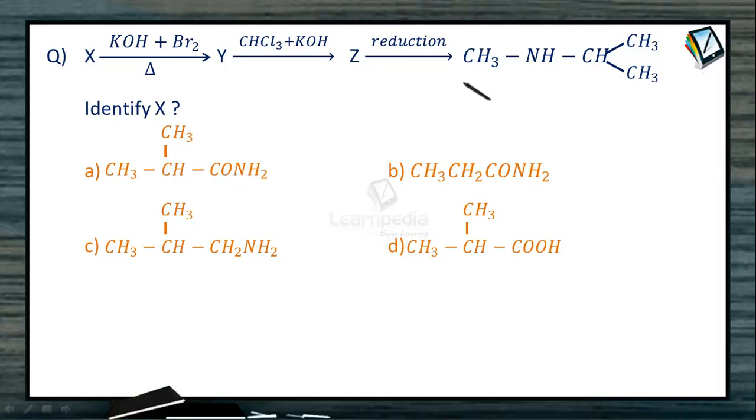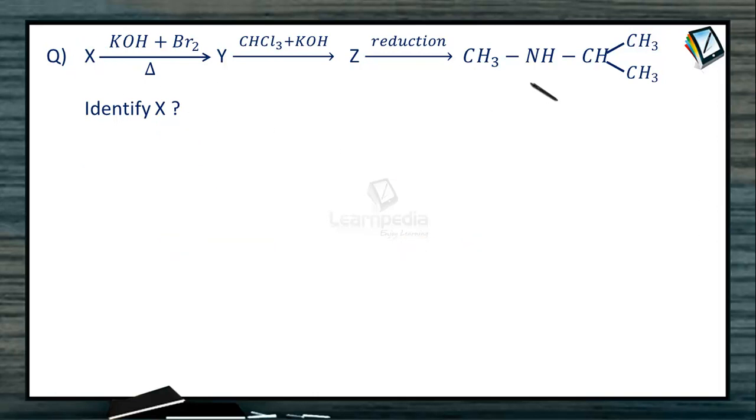From this series of reactions, we need to identify the compound X. At the end, as we are getting a secondary amine, and this secondary amine we are getting by the reduction of a particular compound Z, which is obtained by the carbylamine reaction. So definitely here is the hint for you. It means this should be an isocyanide. Then only on reduction we get the secondary amine.